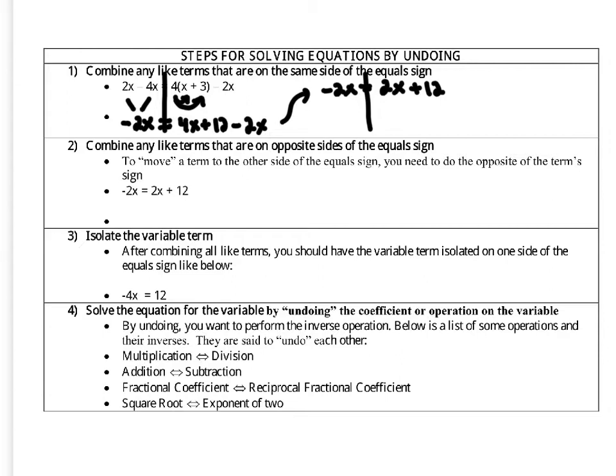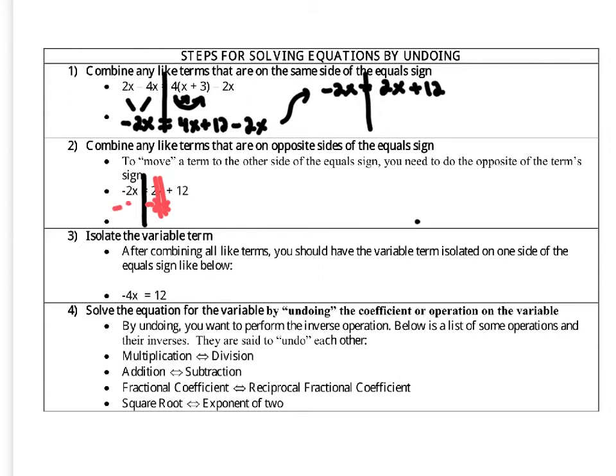Step 2 now asks us to actually combine everything, whether it's on the same side or not. Now we've already done the same side combining. Now we need to combine things even if they are on opposite sides. So notice that the negative 2x and the 2x are like terms, but they are on opposite sides of the equal sign. So we need to move them. In order to do so, we're going to have to do the opposite of whatever that sign is. So if I want to move 2x over to the left, I must subtract 2x. That will cancel it out and get rid of it.